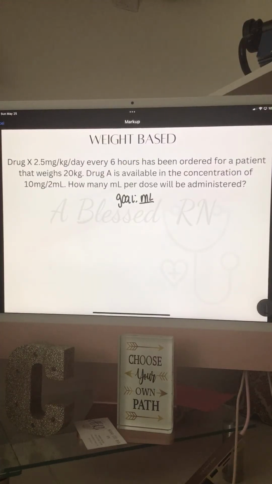So milliliters per dose. So you see how I got all of what this is asking me? I said milliliters per dose because it could have said milliliters per day, but now what we want is per dose. So remember the 3 P's because this is a weight-based problem, right? PPP: the patient's weight, the prescription, the product. So we're doing 20 kilograms, and then our prescription is for 2.5 milligrams per kilogram per day.